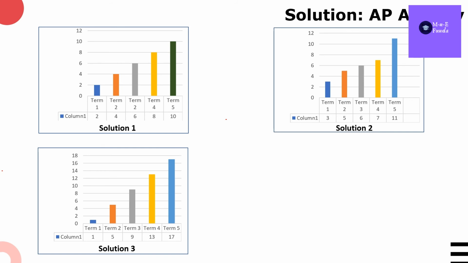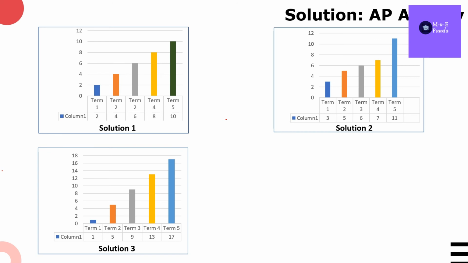Now for the third question, the terms are given like this: 1, 5, 9, 13 and 17. Here again, cut the papers according to the first term, second term like this, and mount it and observe. It is maintaining the AP series, and there is a constant common difference 4.